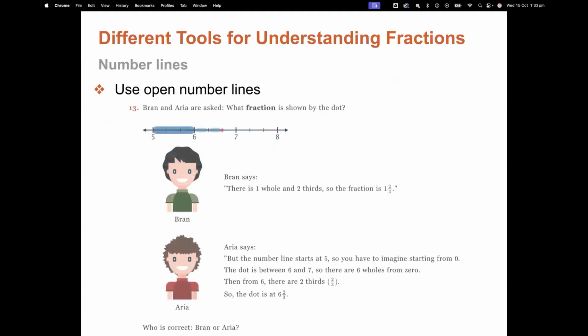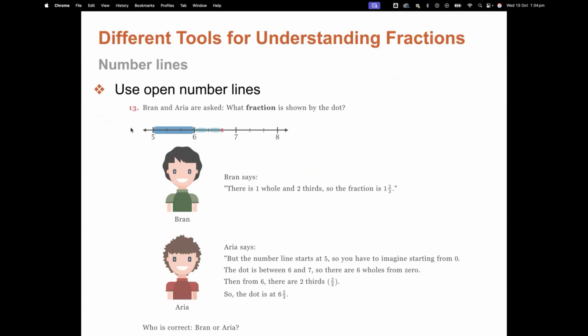And this is just a use of open number lines. What that means is you don't necessarily need to start at 0 and finish at 1. Use whatever makes sense for a particular problem. This question here is really getting students to think about what fraction is shown by the dot.